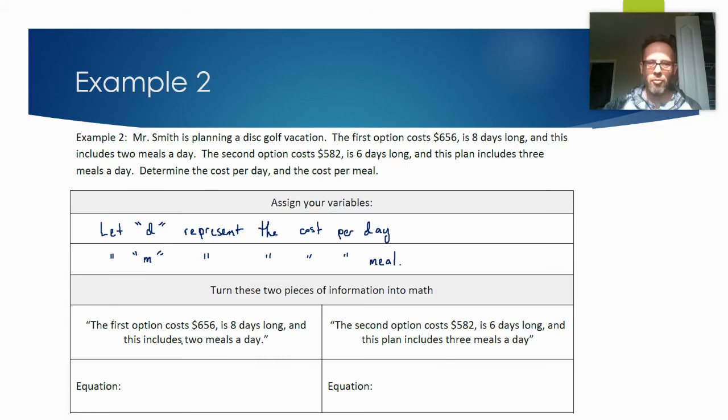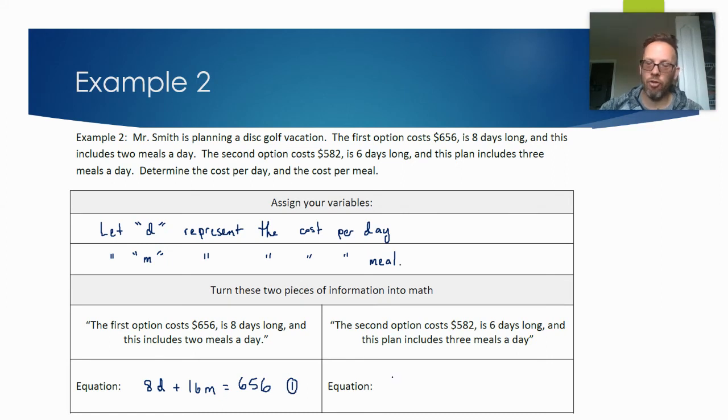let's do it. So the first option is $656. So there's several ways to write this equation. I'm going to write it this way. So 8 days, so 8 times the cost per day, plus, and if we think about it, that's 8 days. How many meals is that? That's actually 16 meals, plus 16M is $656. So my anticipation is that some of you guys may put 2M, and that's actually a really good try. This one's a bit tricky. If we think about the whole trip, it's going to be 16 total meals, right? That's equation 1.